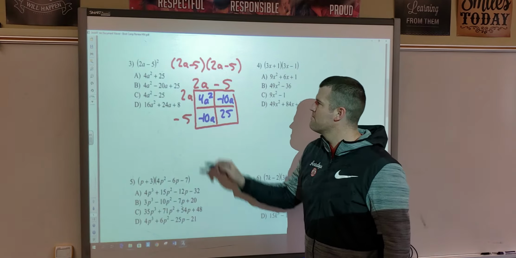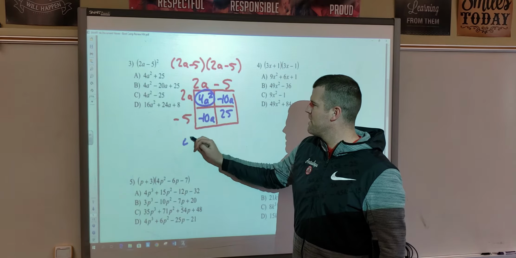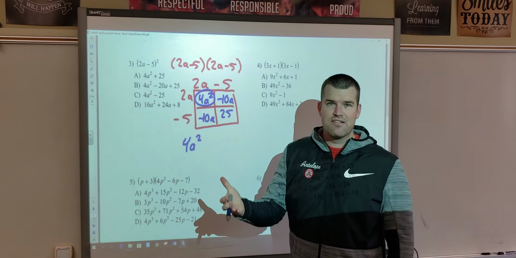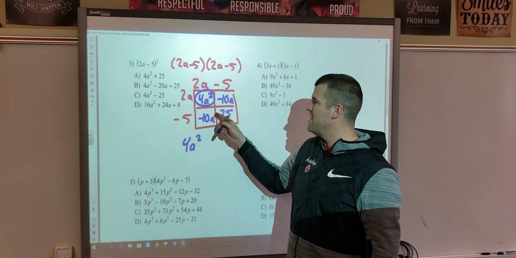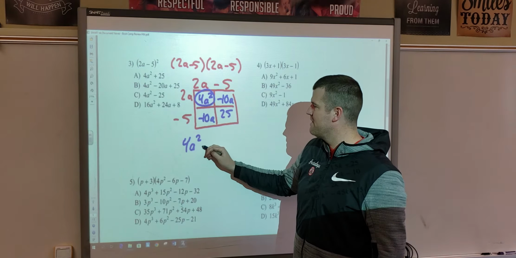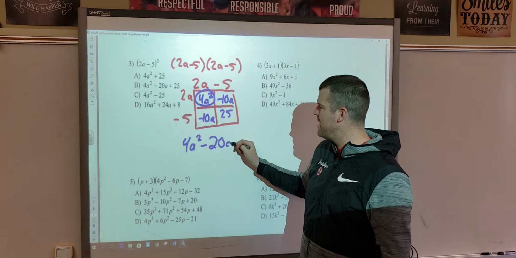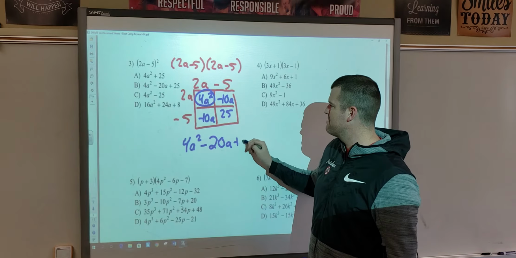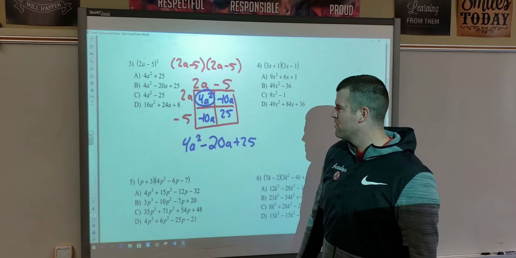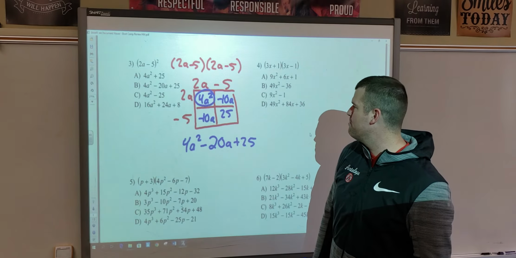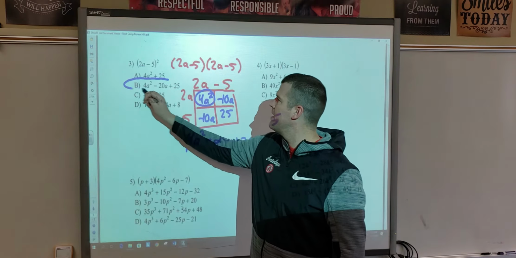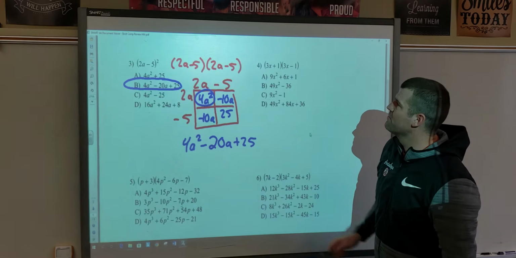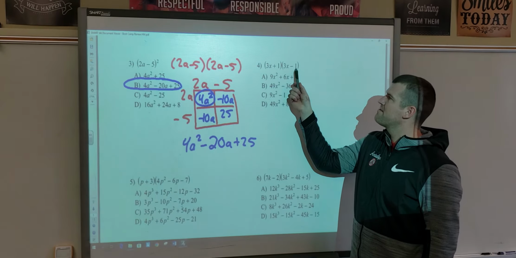When we combine like terms on this one, we have to be a little bit careful. Sometimes when people see negative 10 and negative 10, they cross them out. But if you have negative 10 and you combine that with negative 10, you actually have negative 20a. So we just have more negatives. And then finally, we've got the plus 25. So 4a squared minus 20a plus 25. That one was B. Moving on to the next one, we have 3x plus 1 times 3x minus 1.